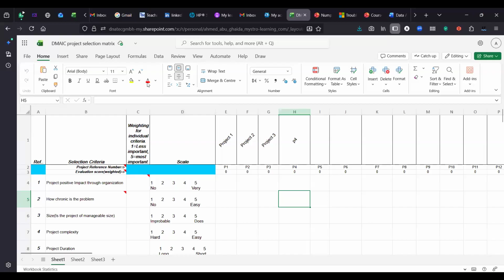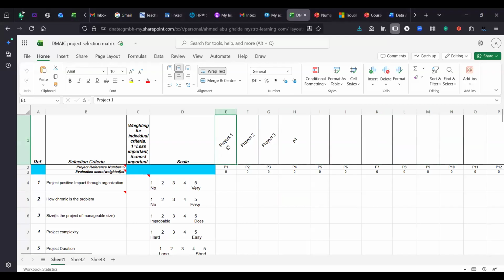Here we go. So as you can see, this is an Excel file, and simply we have to list our projects here. Project 1, Project 2, Project 3, 4, 5, 6. Usually it will not be more than 10. However, it's working for more than 30 projects if you wish.